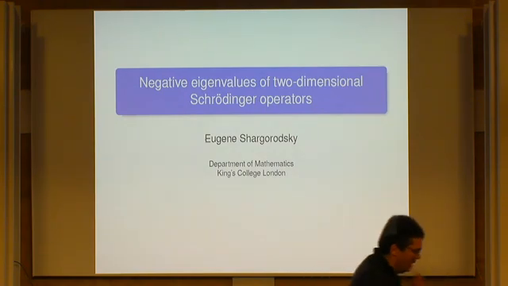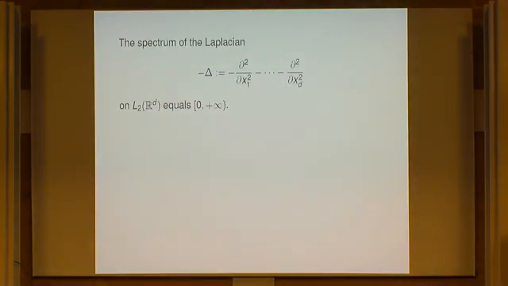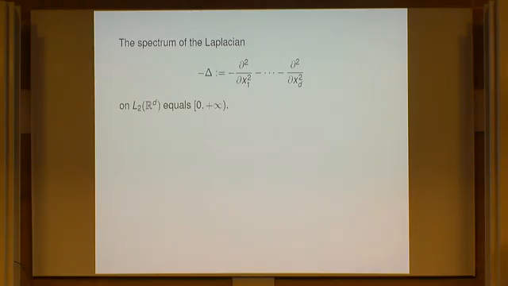Anyway, so I will be talking about estimates for the number of negative eigenvalues of a two-dimensional Schrödinger operator. So let me start with the first general case, any dimension. So we have just the Laplacian in the whole space. By an easy Fourier transform argument, you can see that the spectrum is just the positive half line.